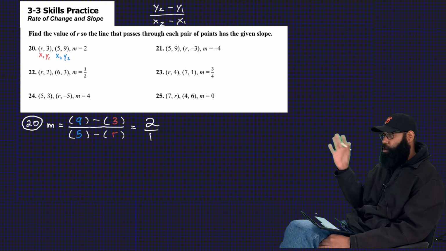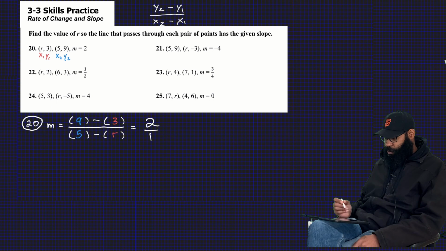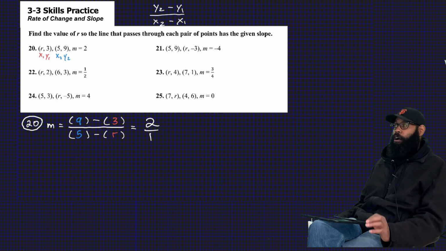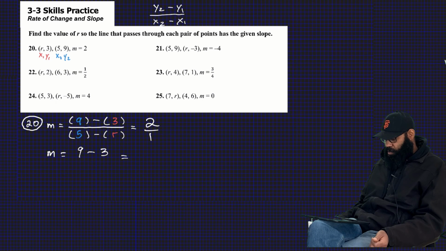So this is where I go, don't make it hard. We're going to plug in r. And the reason why, guys, is that's what it is. But we got to solve for r here. We got to figure out what that value of r is. So, of course, 9 minus 3 doesn't make sense because it doesn't equal 2. 9 minus 3 actually equals 6.